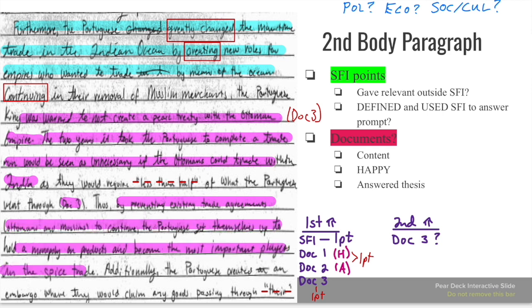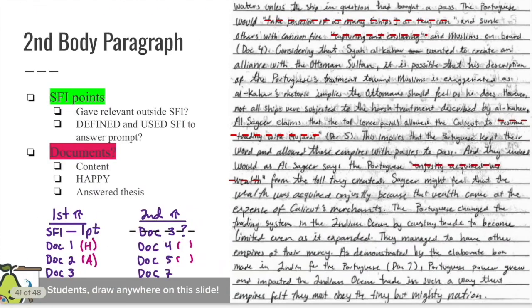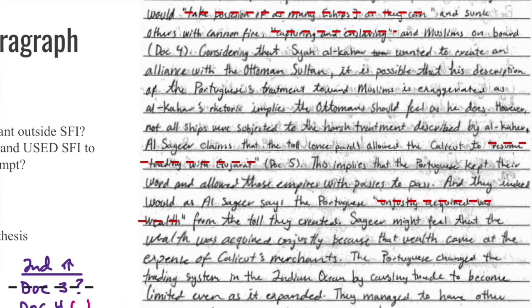So they're still using the content of document 3, like they did in body paragraph 1, but by using a different angle. Not just removing Muslim merchants from the playing field, but also breaking the connections between the Muslim merchants and the Ottoman Empire. Additionally, the Portuguese created an embargo. An embargo is when you prevent trade, so banning people from trading. The Portuguese created an embargo where they would claim any goods passing through quote-unquote their waters unless the ship in question had bought a pass. That was from document 4, if I remember correctly. So make sure that you cite that there.